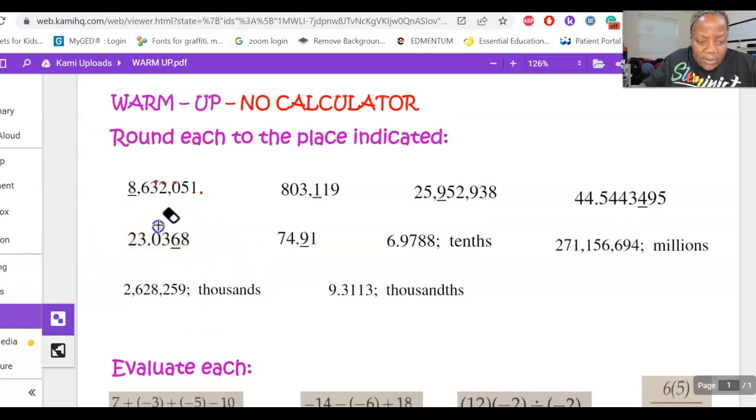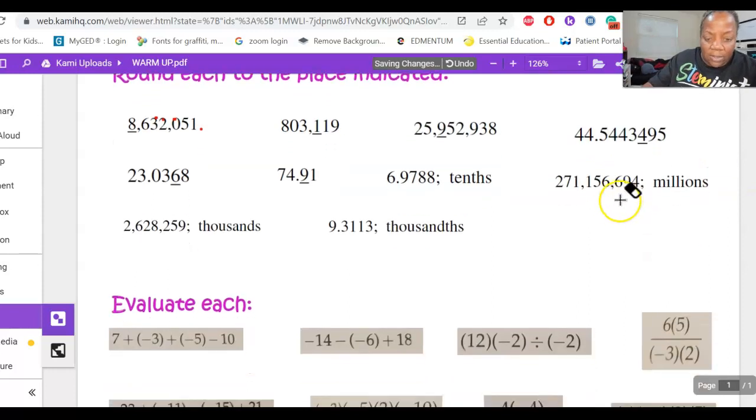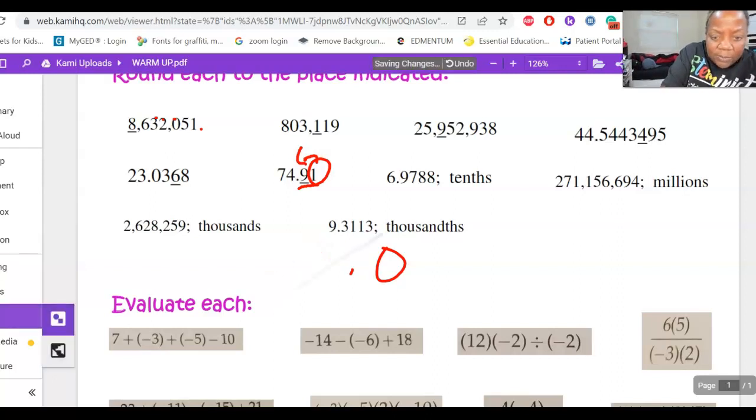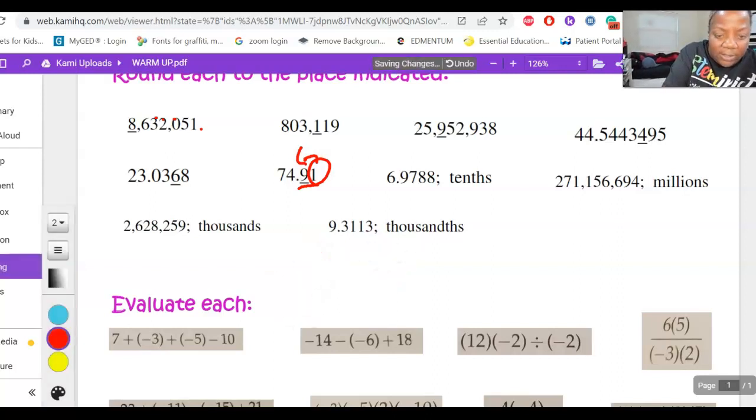Let's try it again. Look at this next one right here, 74.91. I have my 9 underlined, right? So that means my answer should have 2 numbers before the decimal, 1 number after, technically, because it's rounding to the tenths place. We see that as a tenths place, right? So we know that the 1 is going to tell the 9 what to do with this one. That 9, we know, should round up to 10, which basically means that's going to make the 4 jump to a 5.